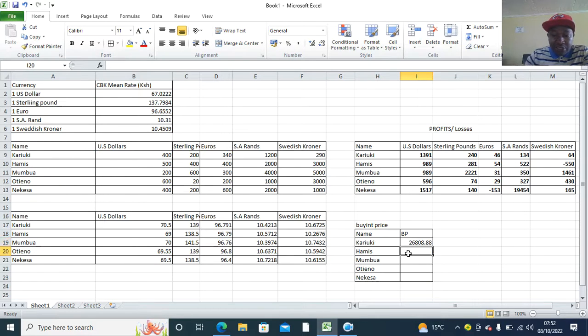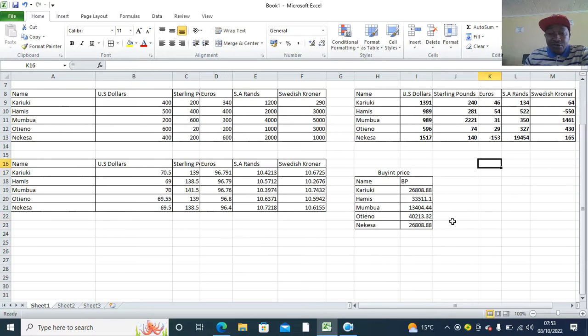The next one for Hamisa equals to this one multiplied by 500. Then for this one equals to that one multiplied by 200. This one equals to US dollar multiplied by 600. Then this one equals to US dollar multiplied by 400. That way. So these are the buying price. Merge and center. This is the buying price.